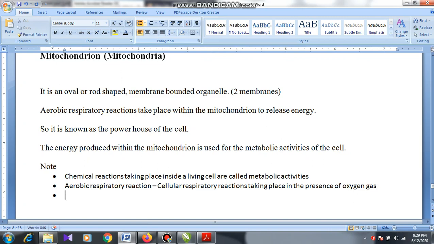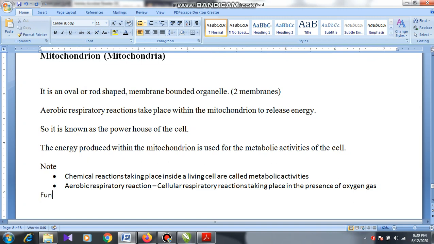Why do you want oxygen for your life? Oxygen is needed to do aerobic respiratory reaction and to generate energy. Why do you want energy? Energy is needed to conduct metabolic activities. If metabolic activities are not conducted, then the cell will die. If the cell dies, the person will die.